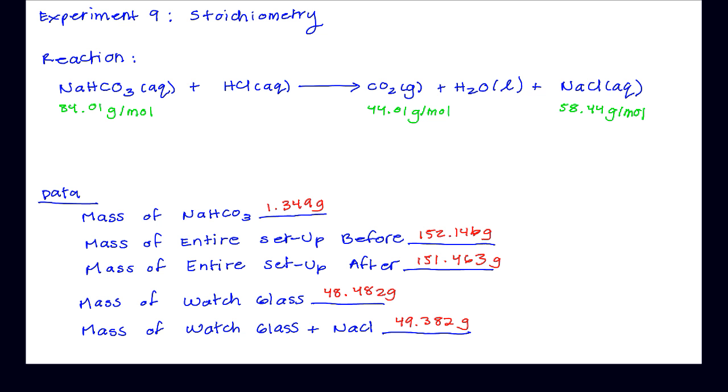The next thing you wanted to do was figure out how much table salt, so sodium chloride, you produced in the reaction. So you poured it out into a watch glass and you evaporated off the water. So you took the mass of the watch glass before and after you collected the sodium chloride.